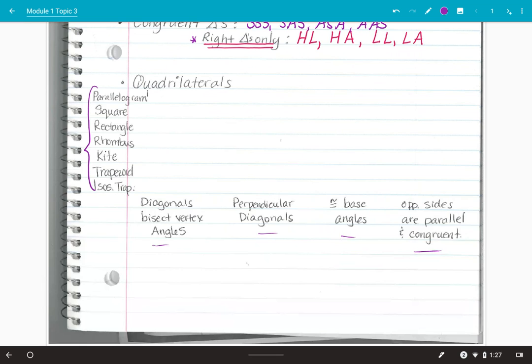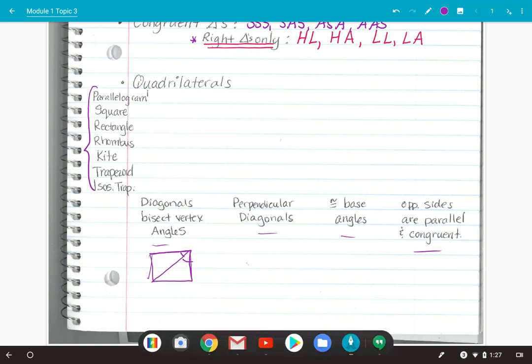Okay, sorry. Got stuck on something. Okay, so diagonals that bisect their vertex angles. So what we're talking about is if we had, whoops, that's a really bad one, but if that was a square, our diagonals are cutting it so that this one is equal to that one.